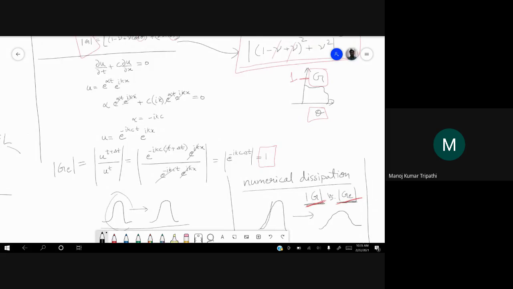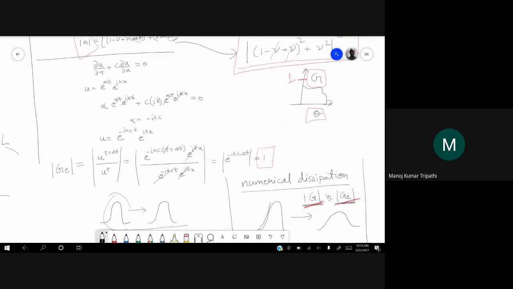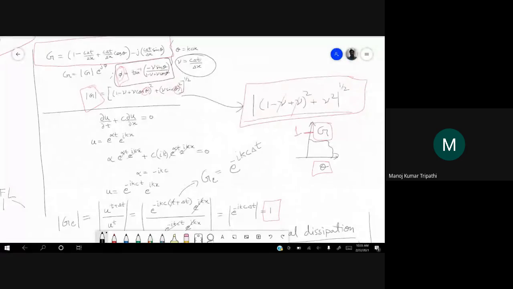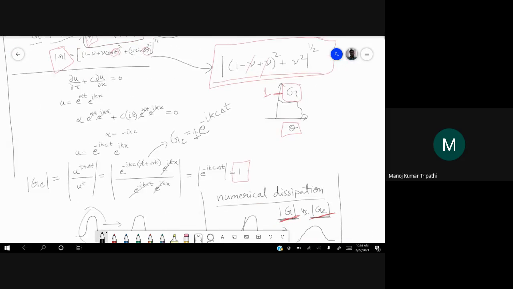Okay. So what is GE? It is already written here. You can see GE is e raised to the power minus iota k c delta t. So what is phi e? You can see the definition of phi from here. If g can be written as mod g e raised to the power j phi, which is this mod g e in this case is 1 multiplied by e raised to the power j phi. So phi is minus k c delta t.